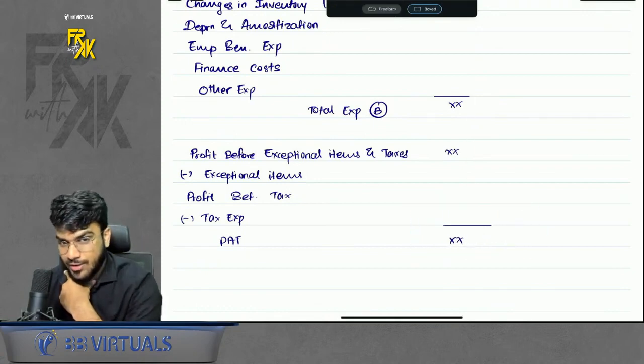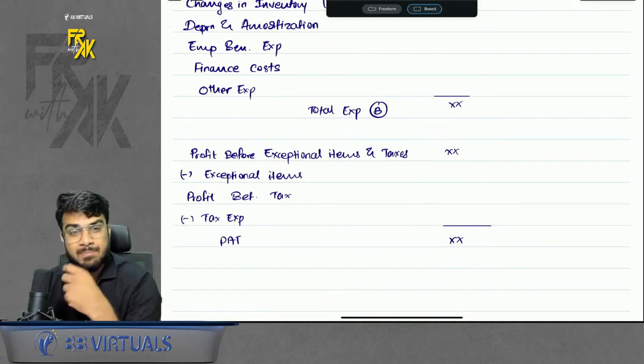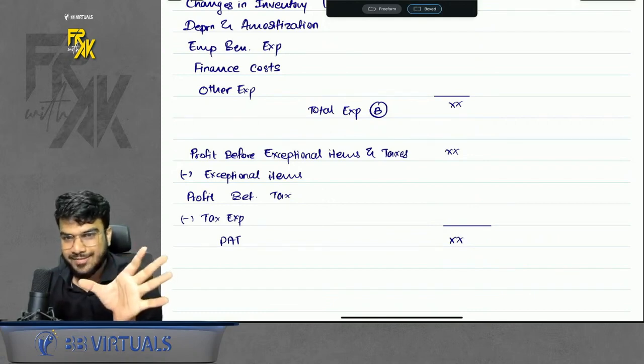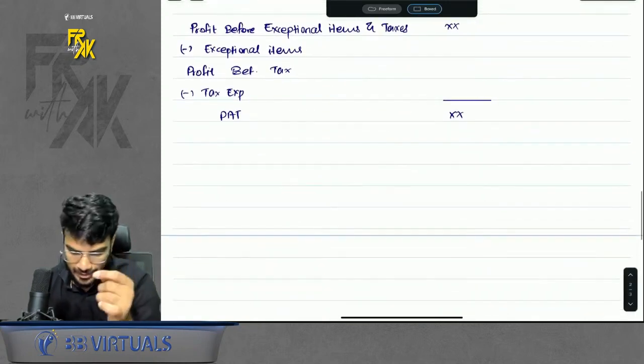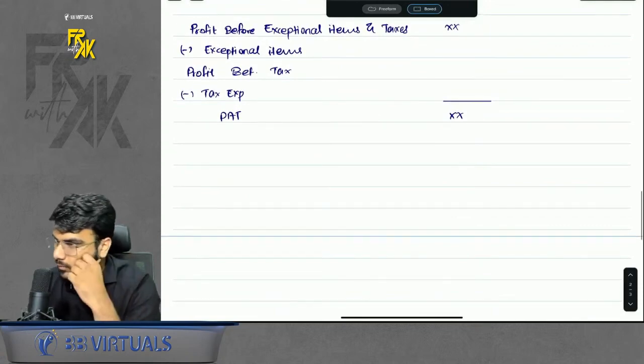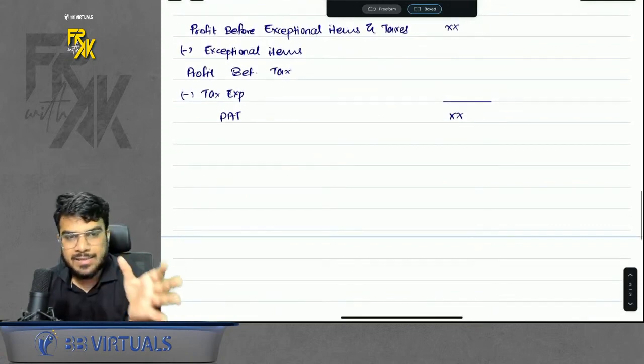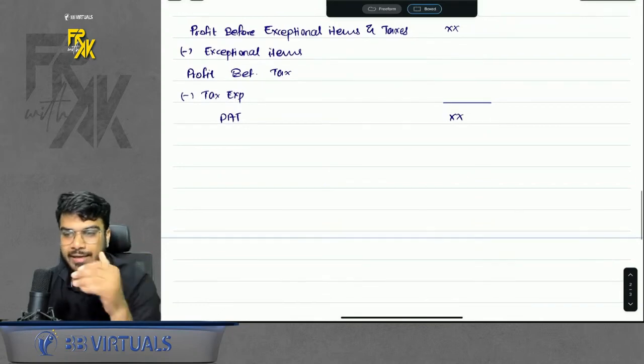The picture is not yet over. As we say in Hindi, picture abhi baki hai mere dost. And this means picture is not yet over. So now we will discuss an extra point, an extra item, an extra category which appears in the statement of profit and loss under IND AS.